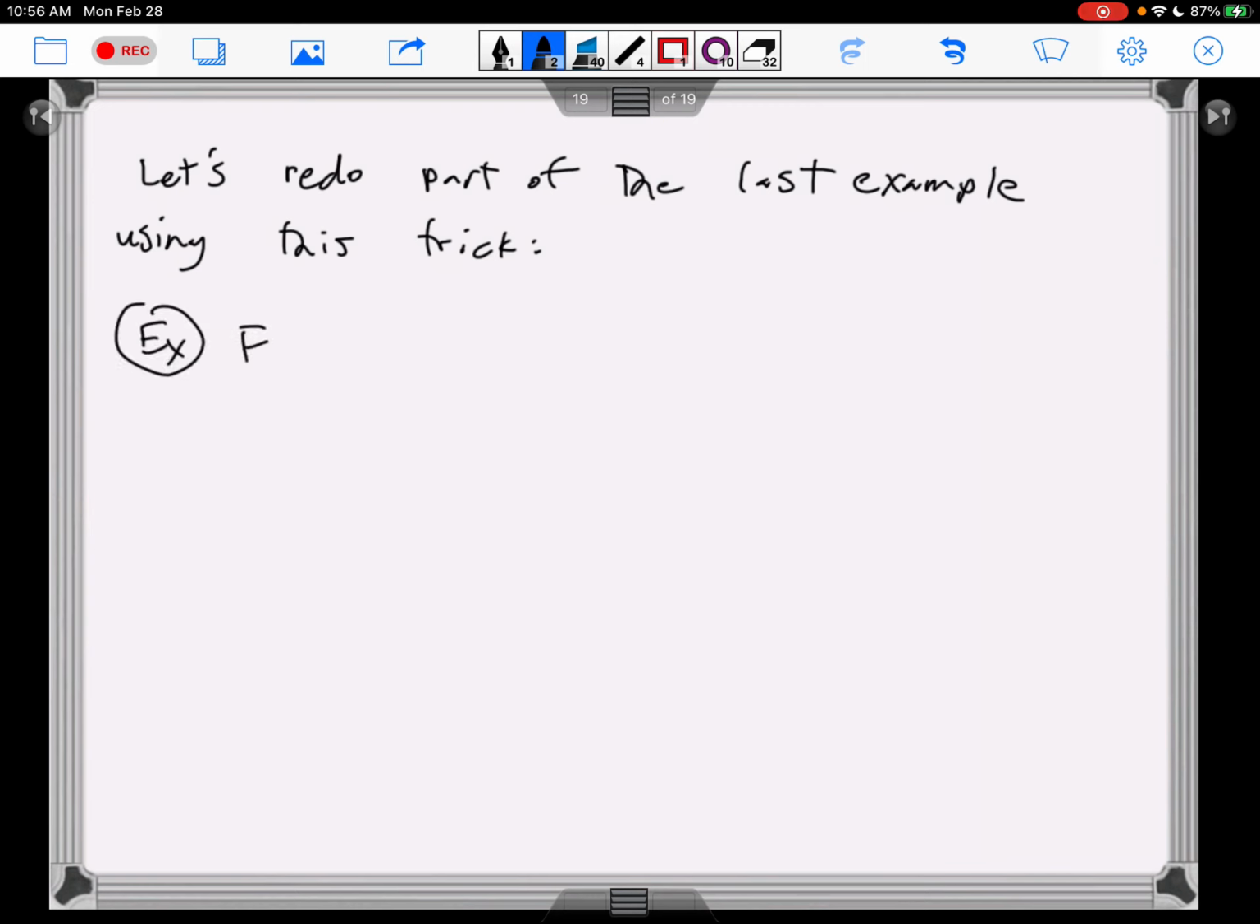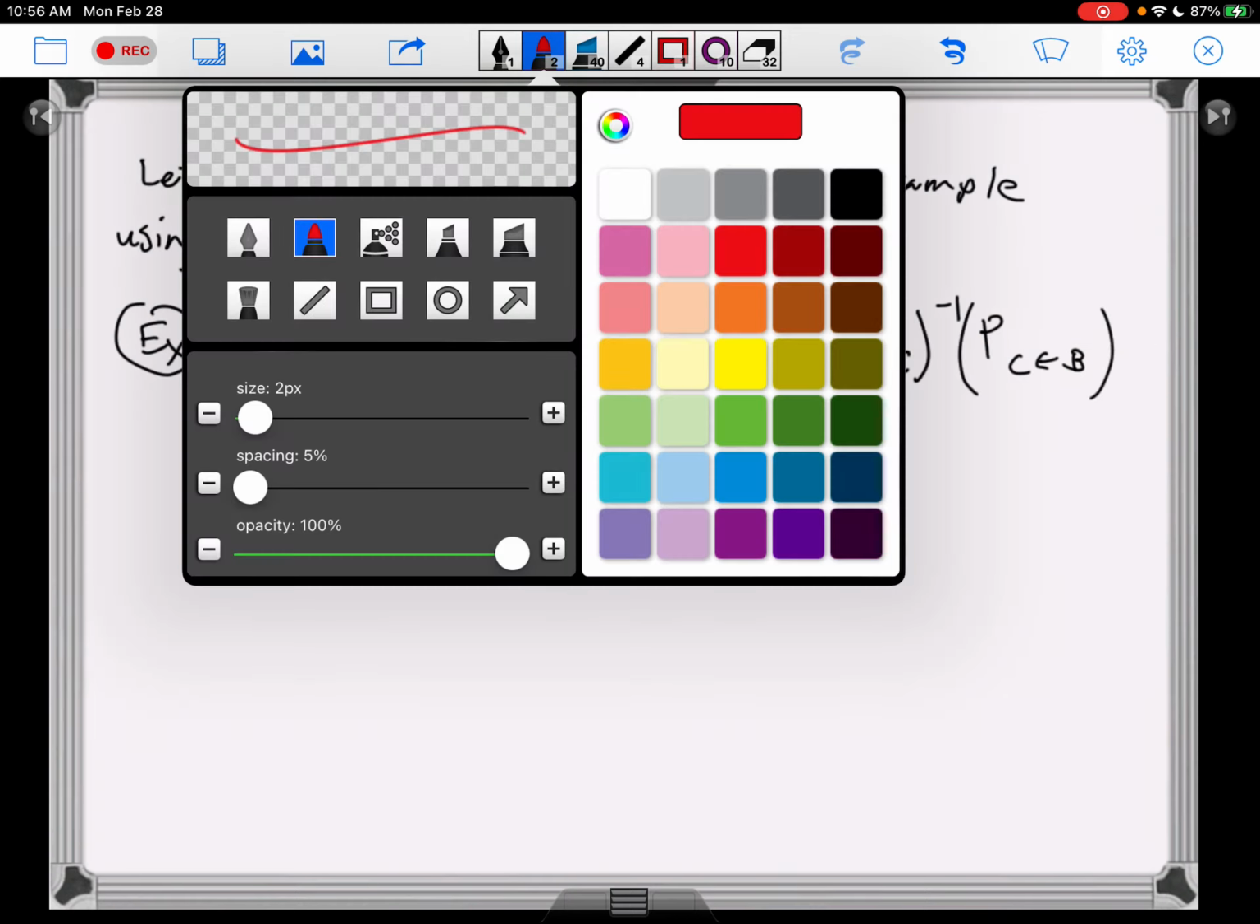So remember our last example, I don't want to write out the problem statement, but remember we were asked to find P from B to C. And so instead of writing that, remember what we just wrote. It's going to be P from B to E and then E to C. But E to C is really just C to E inverse. And then this is going to be B to C. So we basically need to find these two pieces, this guy and this guy.